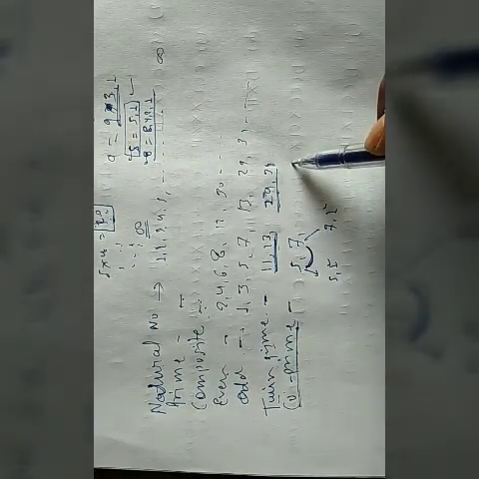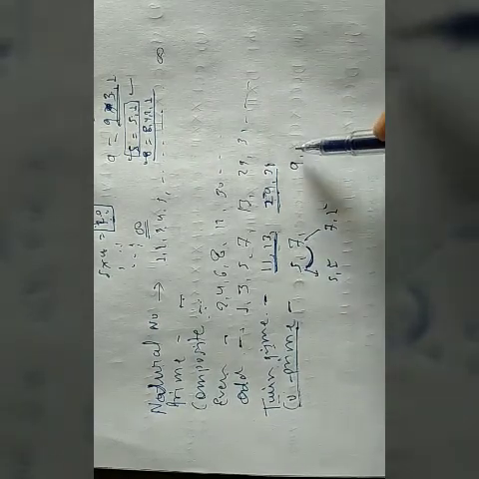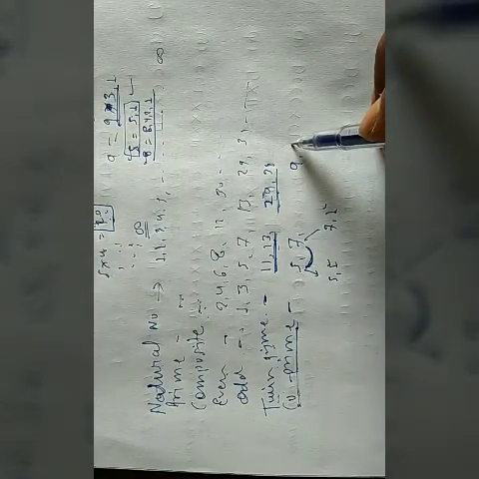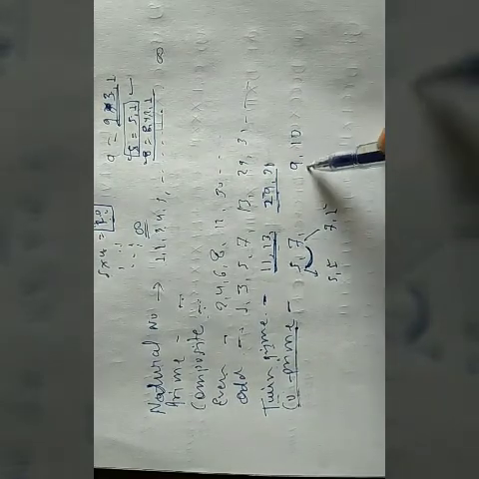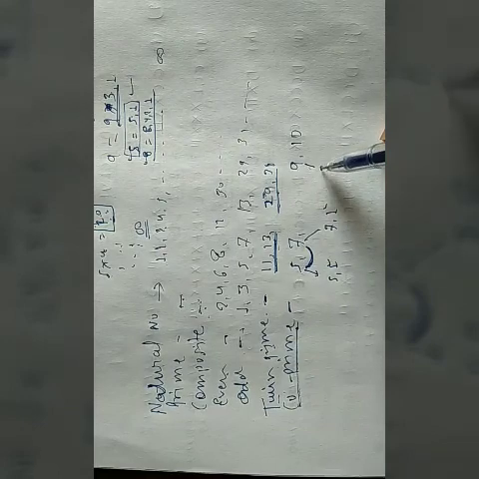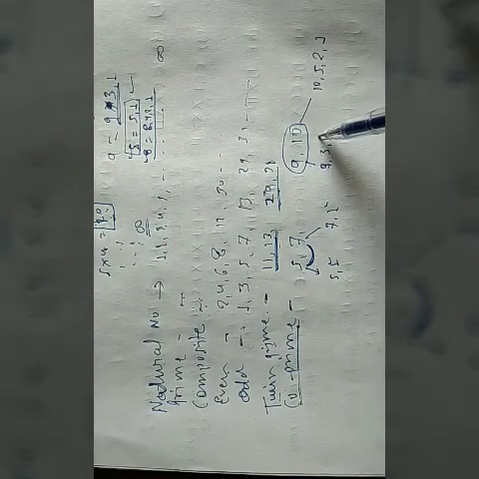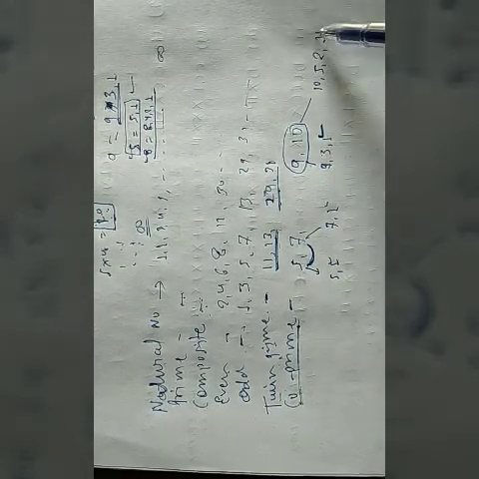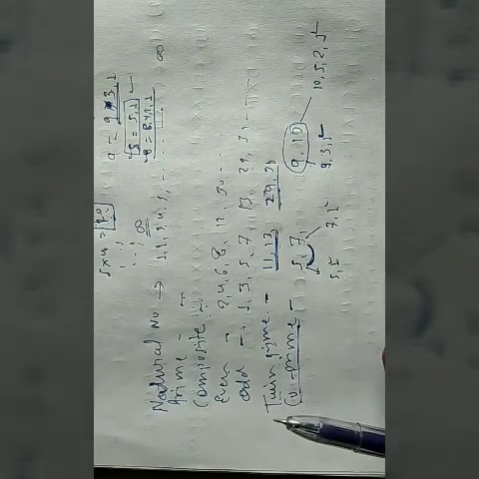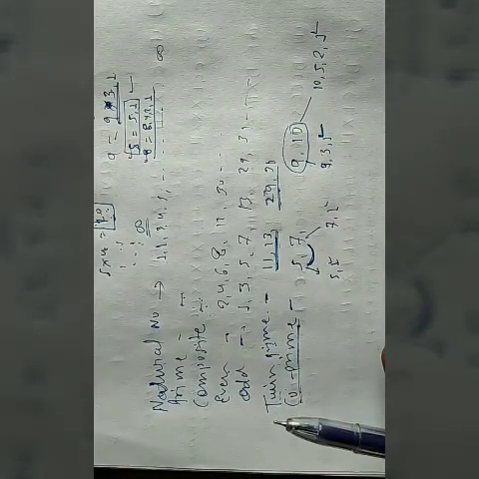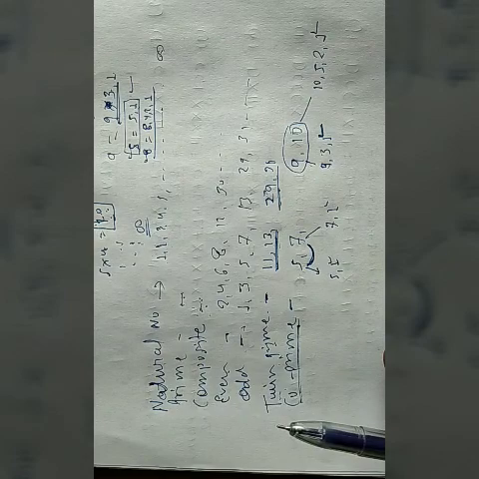Now 9 and 10. The factors of 9 are 9, 3 and 1. The factors of 10 are 10, 5, 2, 1. These numbers are also co-prime numbers because the common factor is 1 only. So all the numbers that have only 1 as the common factor are called co-prime numbers.